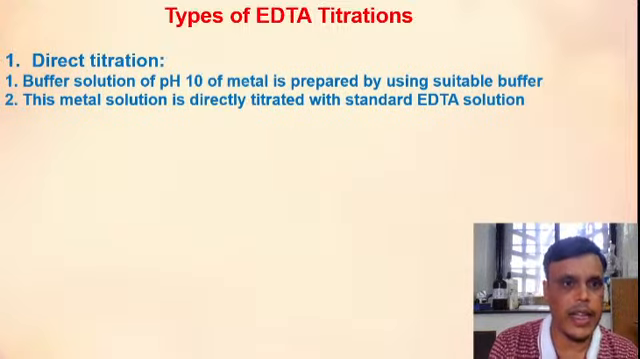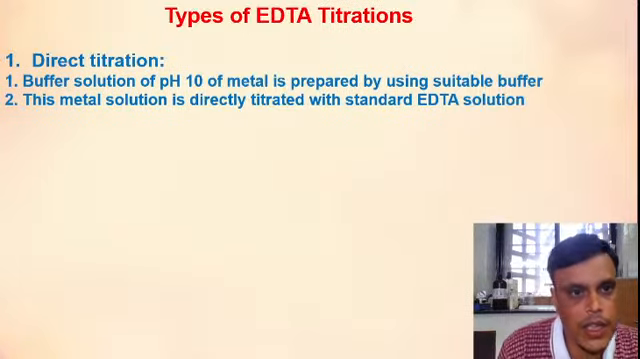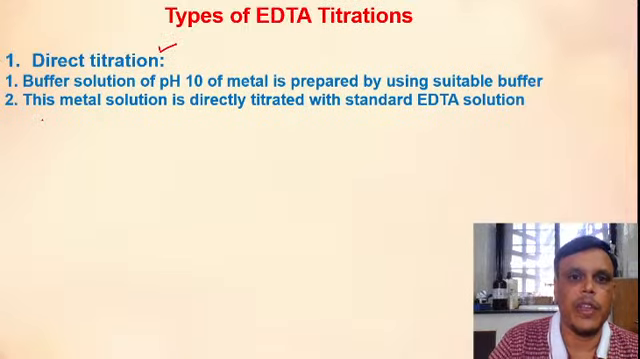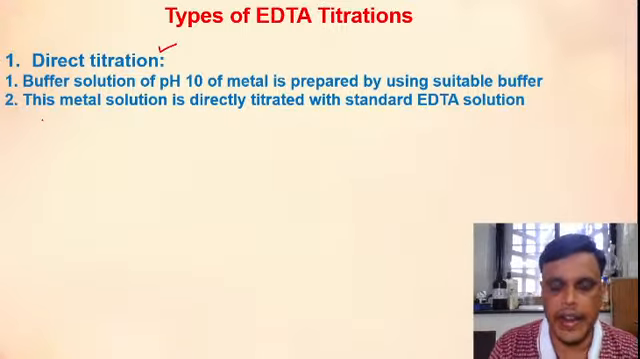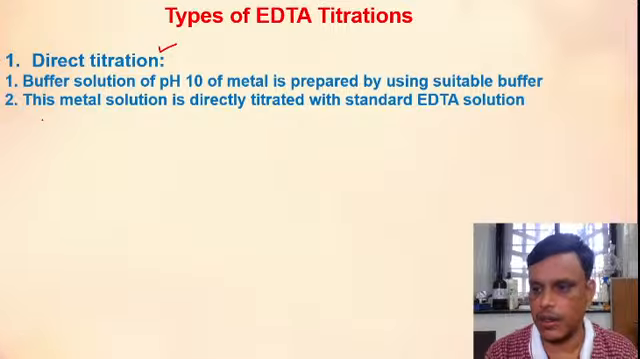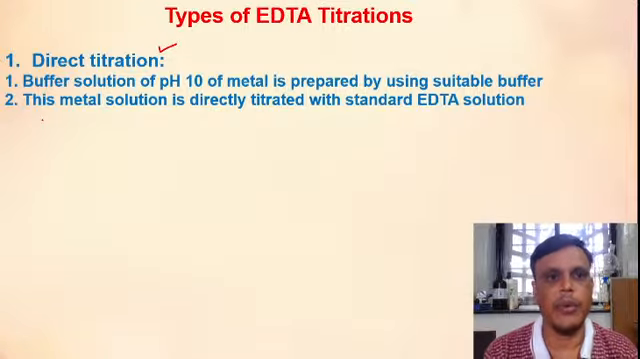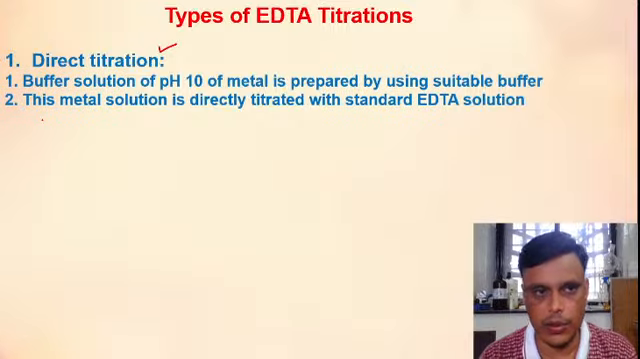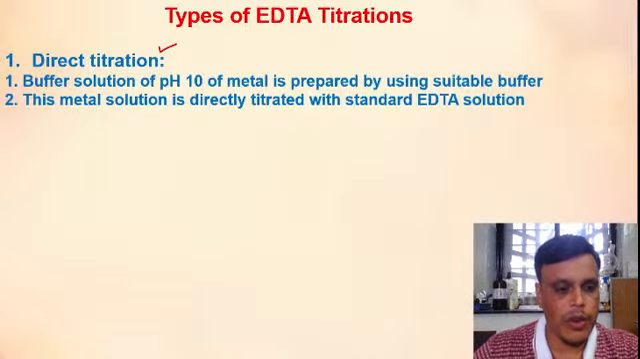First titration is called a direct titration. Direct titration means we can directly titrate the metal with EDTA. The name itself indicates that. So for this titration, what you have to do? You have to use a buffer solution of pH 10.